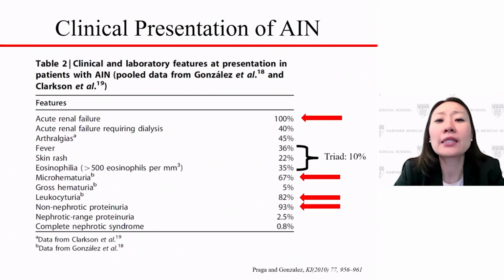So let's talk about the clinical presentation of acute interstitial nephritis. This is a table from an article in Kidney International from 2010, and here we can see that while the traditional triad that we are taught about, including fever, skin rash, and eosinophilia, does occur, there are other signs and symptoms that are much more prevalent. These other features include acute renal failure, microhematuria, non-nephrotic range proteinuria, and leukocyturia. That being said, we do see the classic triad of fever, skin rash, and eosinophilia in about 10% of cases.